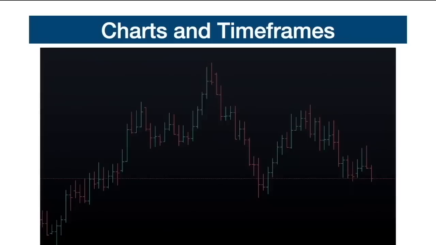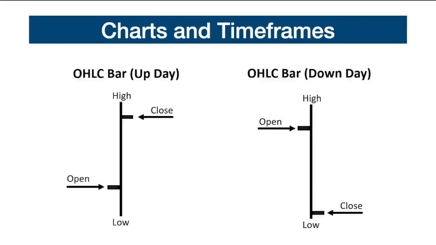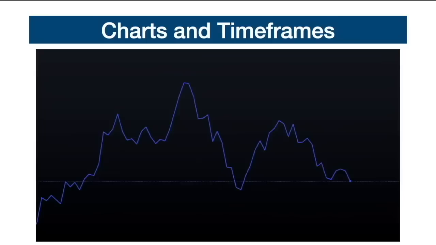The bar chart is very similar to the candlestick chart. The bar chart shows the opening and closing price, along with their upper and lower shadows. The only difference between the candlestick chart and the bar chart is the style in which the price is represented. The line chart is different from the previous two, and focuses mainly on the closing prices.